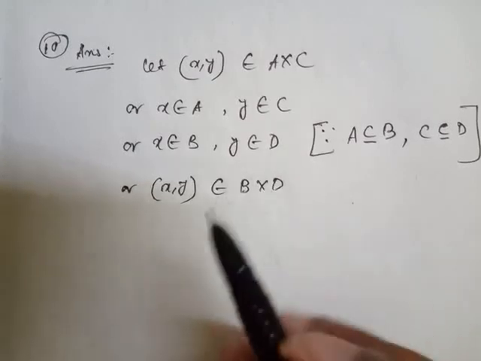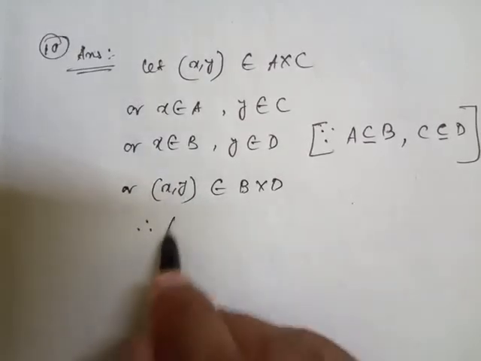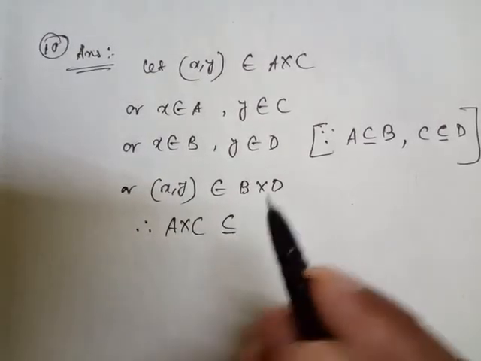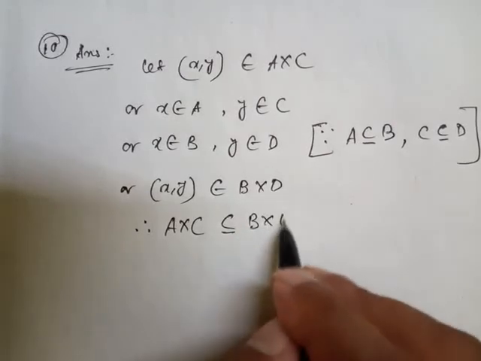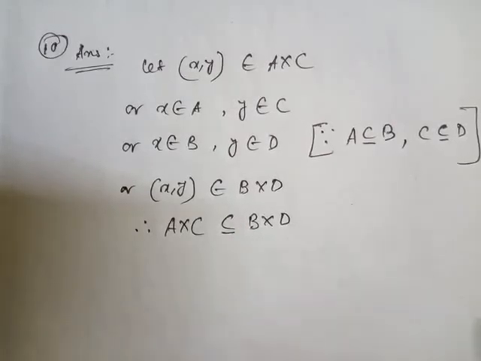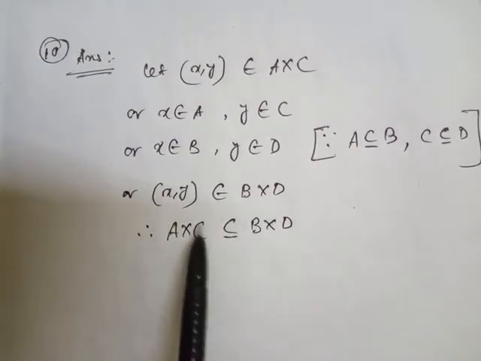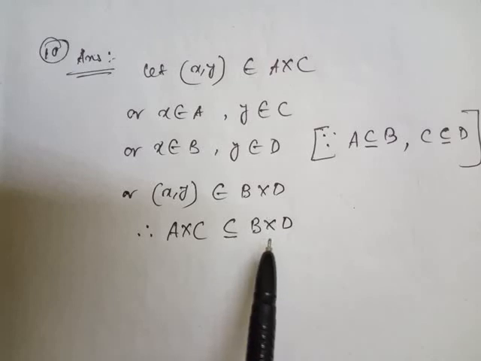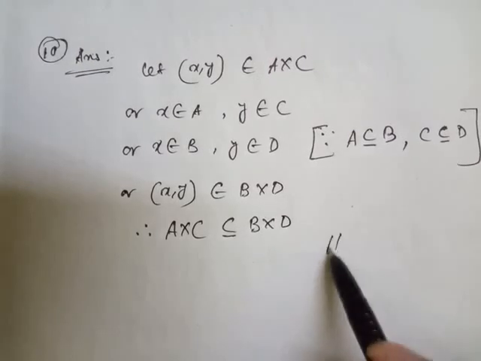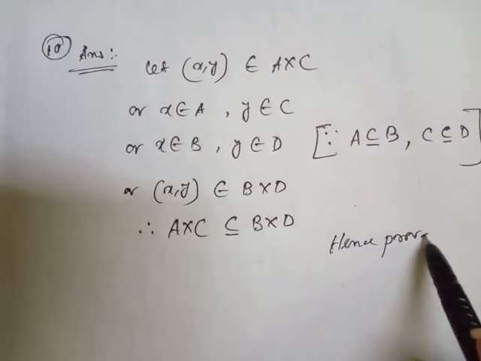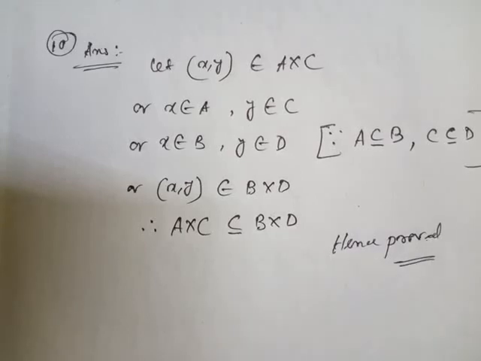So it is clear now that therefore A × C is a subset of B × D, or B × D is a superset of A × C, which means all the elements of A × C belong to B × D. Hence proved. This is the answer of question number 10.